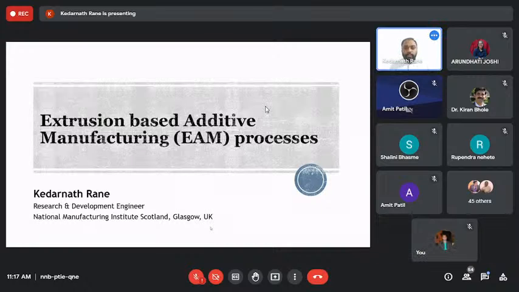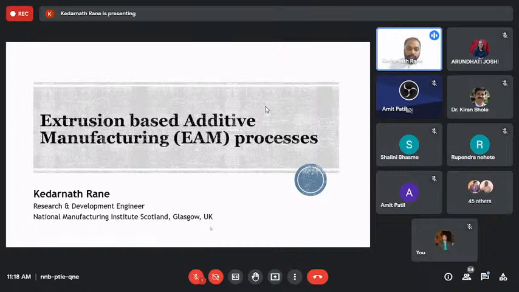So again, thanks to Professor Bode for inviting me here to talk to you all today, as we are looking at various additive manufacturing 3D printing processes through this FTP program. The topic I am covering today is extrusion-based additive manufacturing process, particularly for metals and ceramics. As we know, the common terminology 3D printing is very much applicable for polymers or plastics, but the same kind of extrusion-based system can be implemented for metals and ceramic powders.